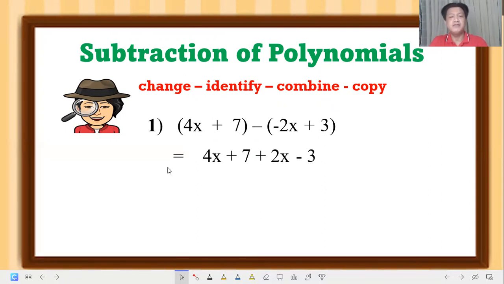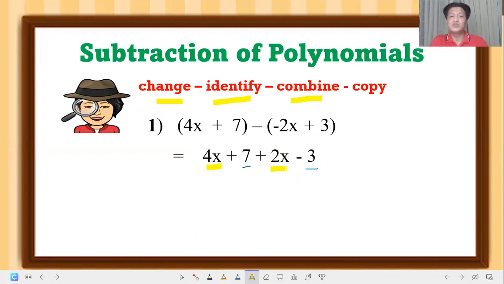Yun yung first number. And then you can now identify like terms. So with that, tapos na tayo sa change and then identify like terms. So yung same term natin dyan ay yung 4x tsaka 2x. Kasi di ba first degree yung kanilang variable or that is the literal coefficient. And then, sino pa ang ating like terms? Yung 7 tsaka negative 3 kasi both constant. So meaning to say, i-combine na natin sila.